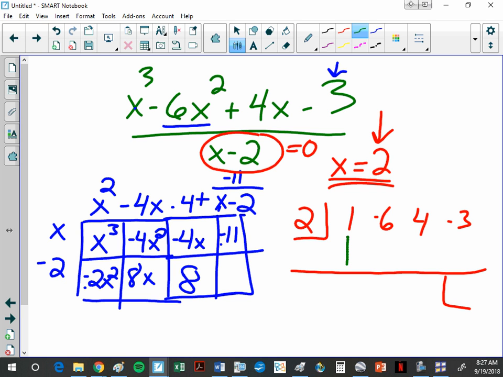The first step is you drop the first term. And then you take 2 times 1, which is 2, and you write it underneath the next term. And then you add. Negative 6 plus 2 is negative 4. And then you multiply. 2 times negative 4 is negative 8. Then you add. 4 minus 8 is negative 4. Then you multiply. 2 times negative 4 is negative 8. And that should be a... Did I mess up my original equation?